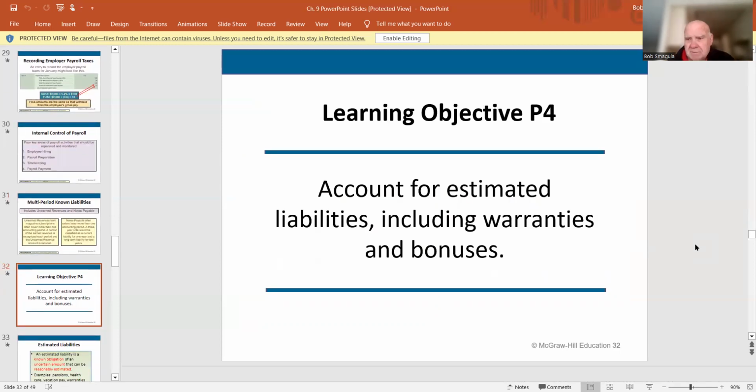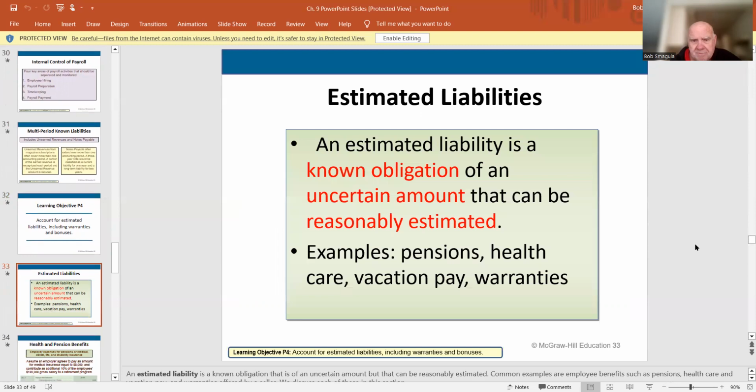Let's get into something a little bit newer, I think, maybe a little more interesting than the payroll. Account for estimated liabilities, warranties, bonuses. Let's see what we have here. An estimated liability is a known obligation where the amount is not certain, but it can be reasonably estimated. Examples are pension plans, healthcare, vacation pay, warranties, other things.